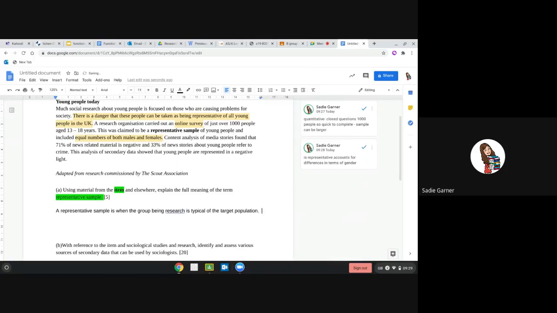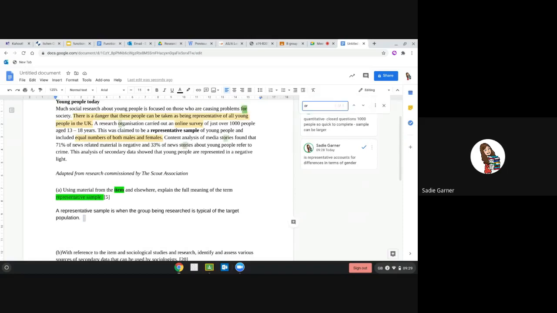Is the sample the same as wider society? Does it represent or account for all of the differences that are in our population? Gender, ethnicity, class, nationality, sexual orientation. Does the sample being researched, is it typical or the same as the population, as the target population?